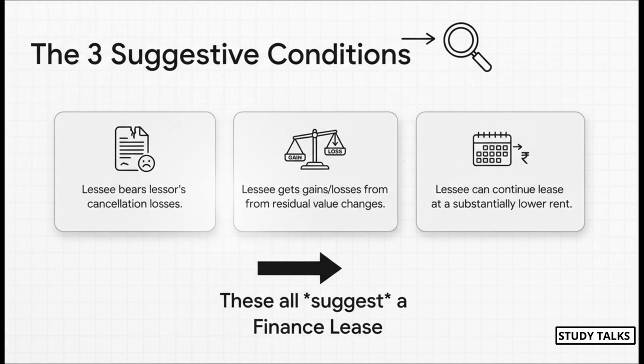And then we have our 3 supporting actors, the suggestive conditions. These just add more weight to your decision. For instance, if the lessee has to cover the lessor's losses if the lease is canceled, that suggests a finance lease. Or if the lessee gets to keep any profit from the asset's value going up, that points towards it too. They help build your case, but they're not the knockout punch like the deterministic 5 are.